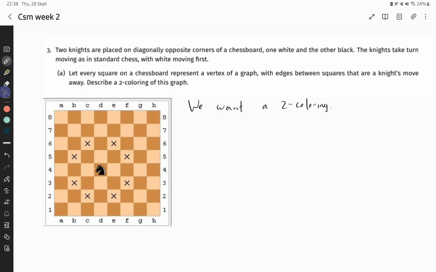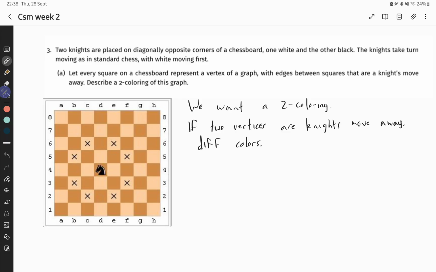And so recall the definition of the two coloring, which is we want to be able to color vertices so that if two vertices are connected by an edge, they have different colors. So translating that, we want if two vertices are a knight's move away, different colors.